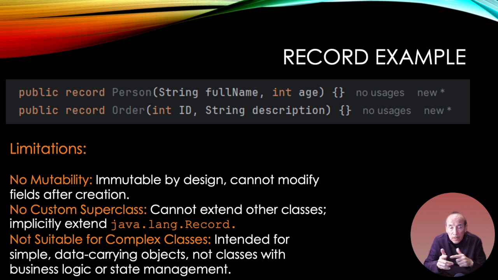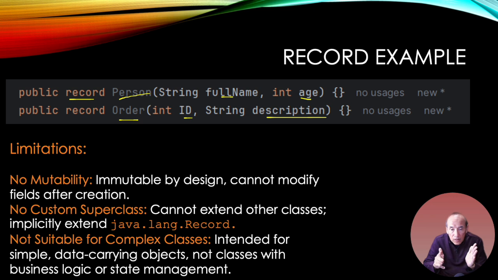What does that look like? It kind of looks like a class, but it's not. It's a record. So take a look at the syntax. public record Person with a full name and age, and of course you could have the rest of the attributes. I just wanted to show you something quick. Here's an Order record that has an ID and a description. There are probably more attributes, but for now, if you have a POJO, a plain old Java object that just has fields, the record is the way to go.